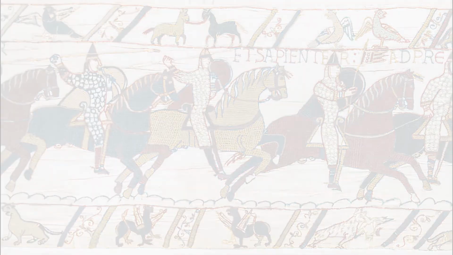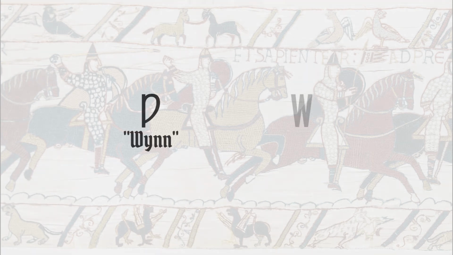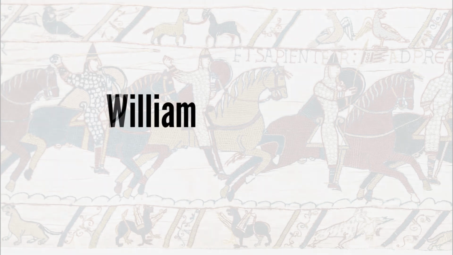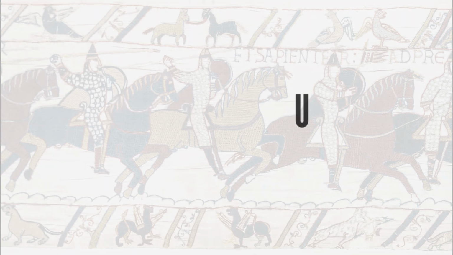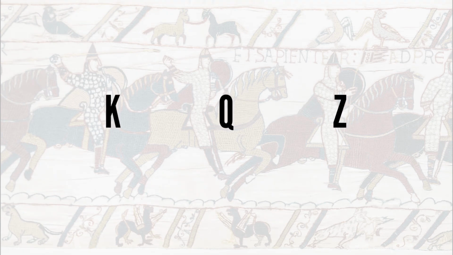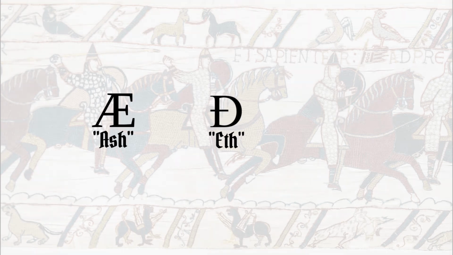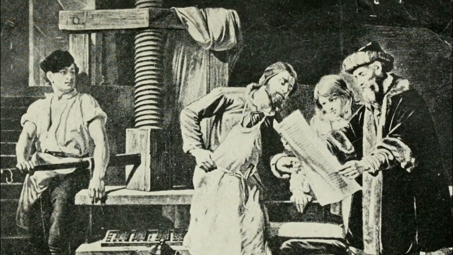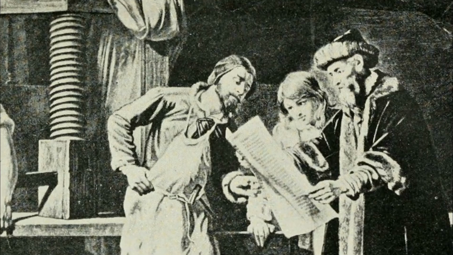Because it was too often confused with P, the runic letter Wynn was replaced with our modern W, which is why William the Conqueror's name is spelled William and not Uilliam. U was invented to distinguish the U sound from the V sound, which were originally both represented by the V. French and Latin influences led K, Q, and Z to be added to the English alphabet. The letters Ash, Eth, and Thorn disappeared from use, in part because when the printing press was invented in Germany, German printers did not use these letters.